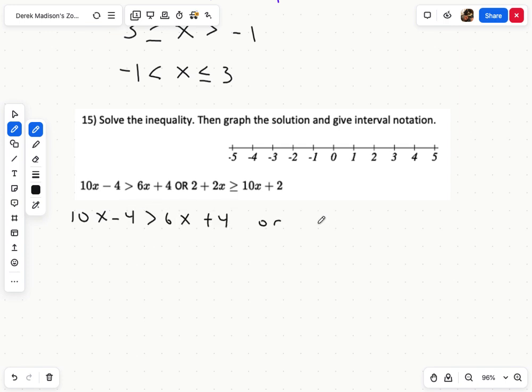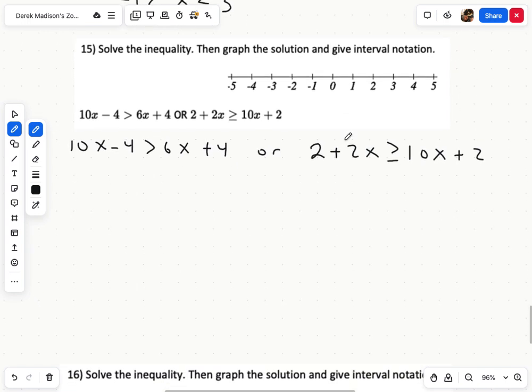We'll do or, oops, 2 plus 2x greater than or equal to 10x plus 2. So we're just going to treat these as 2 separate inequalities, and we'll get one solution over here, the other solution over there, and then we'll graph those and write our answer.